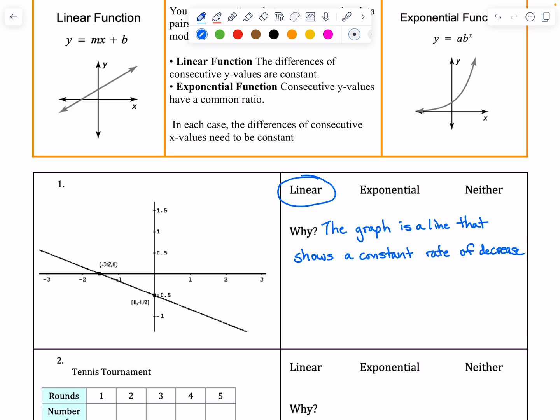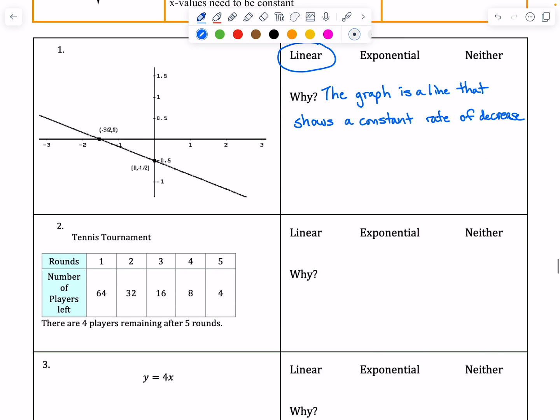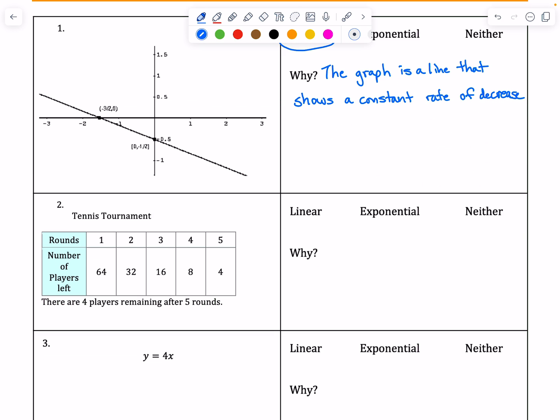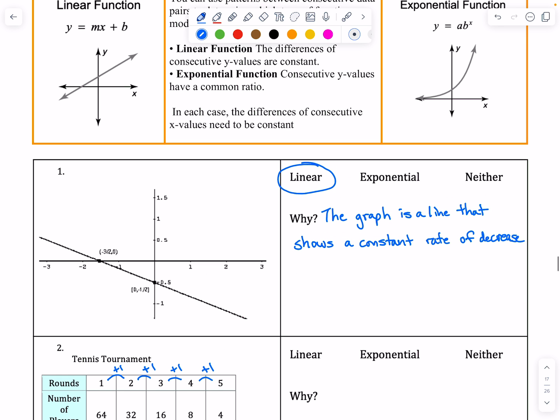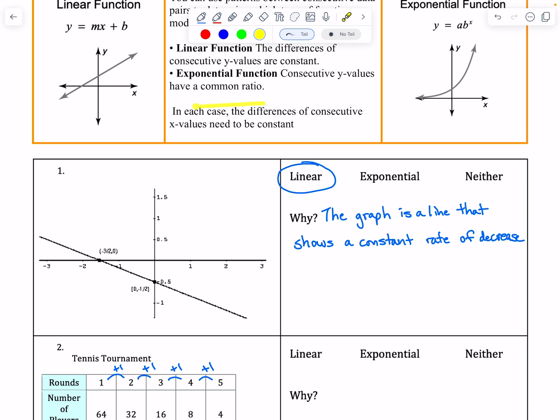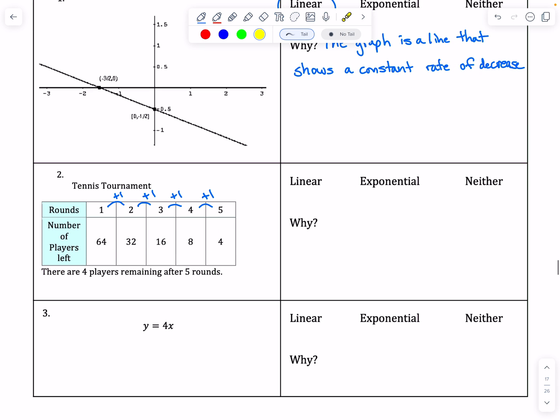Okay. Let's look at number 2. So number 2 gives us the values for a tennis tournament, and it's rounds 1, 2, 3, 4, and 5. So we can tell by the table that the x values are just going up by 1 each time, which is important because either linear or exponential, that's what it was saying at the top of your paper, the difference between the x values needs to be constant or you can't really compare at that point. So these are all going up by 1. Then we look at the y values.